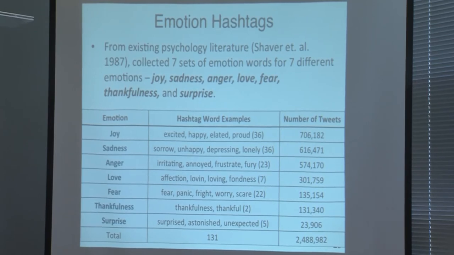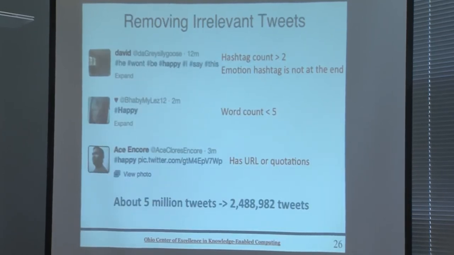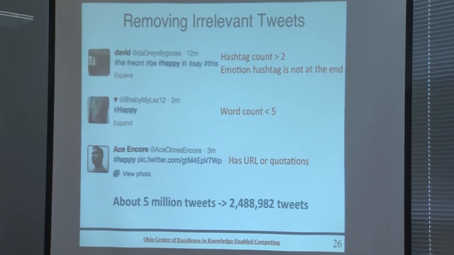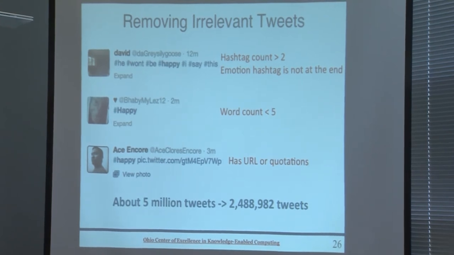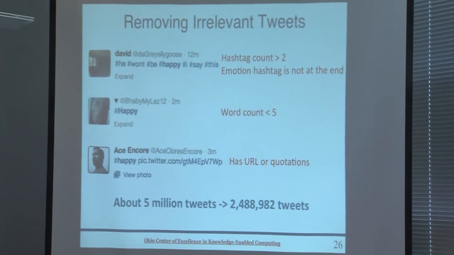Once I collected such tweets, I designed some heuristics to further improve the quality of the dataset. If you look at the second tweet, it just says hashtag happy, so there is no context about what is happening. We can remove this one. For the third one, it's hashtag happy and then a link to a picture. Because I want to focus on identifying emotions from text, this clearly should not be in my dataset. So I performed the filtering, and from 5 million tweets I got about 2.5 million tweets remaining. That is the filtering part.